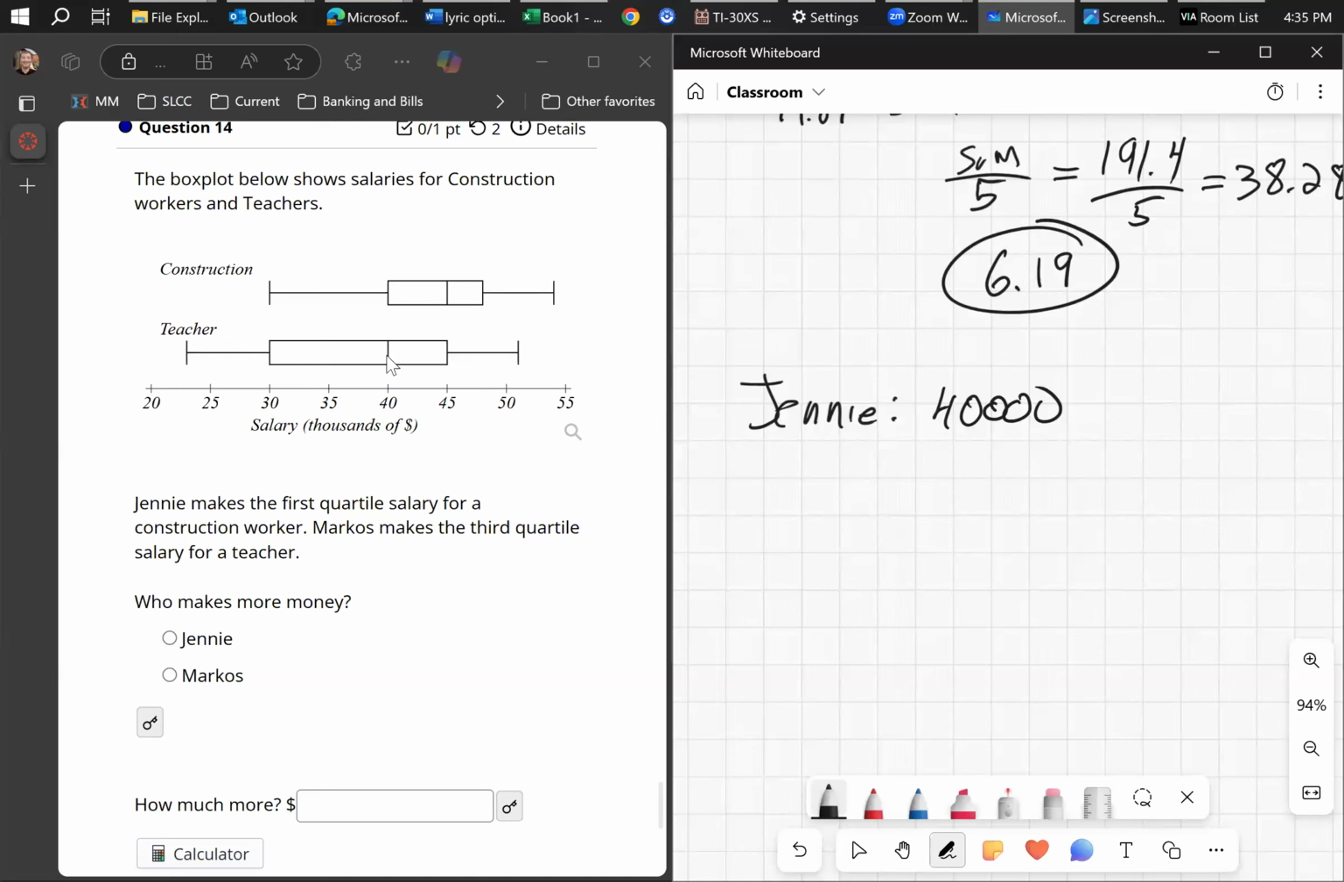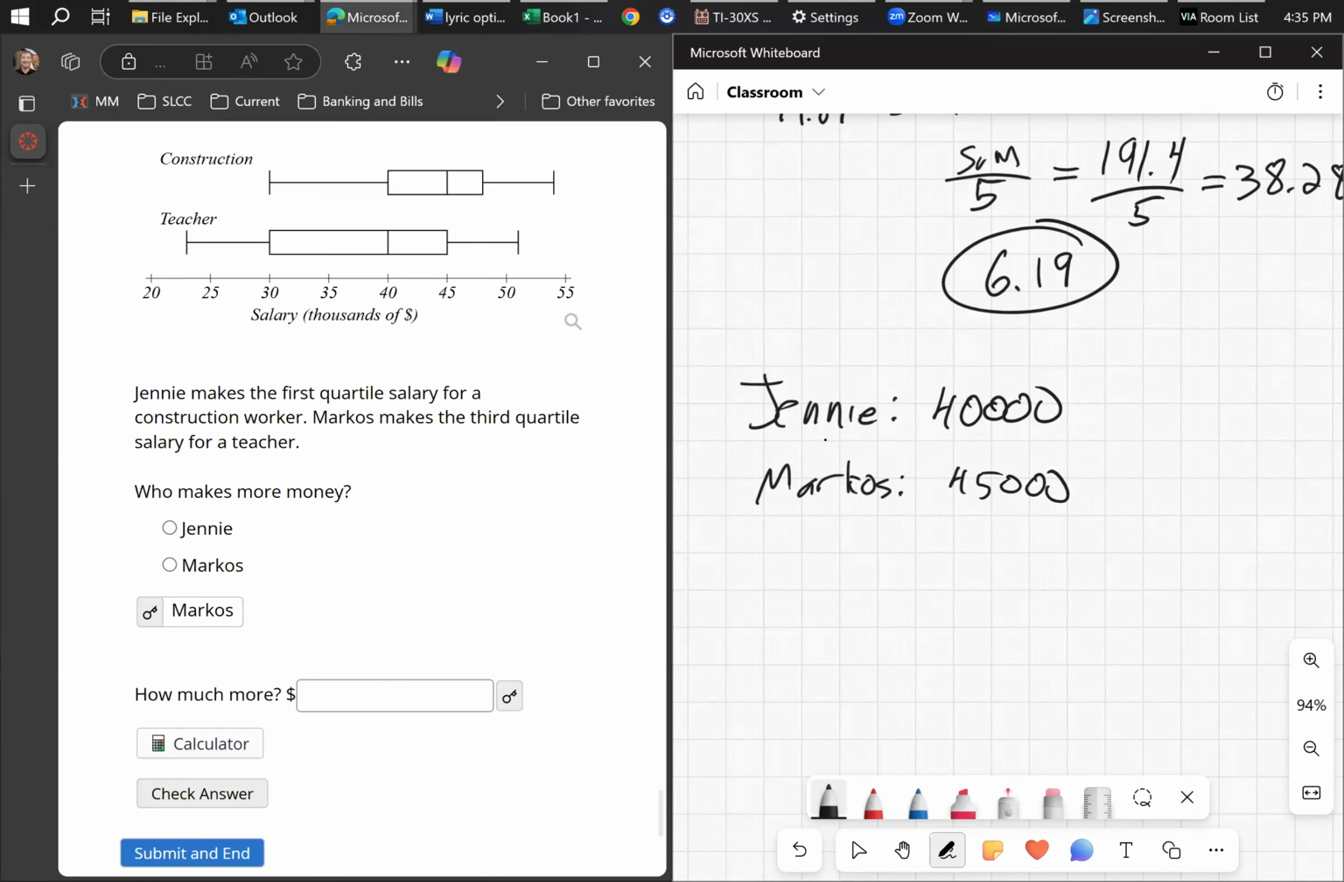Okay. Marcos makes the third quartile salary for a teacher. Third quartile salary, there's the median. Third quartile, there we have 45,000. Okay, who makes more money? Well, Marcos does. How much more? $5,000.